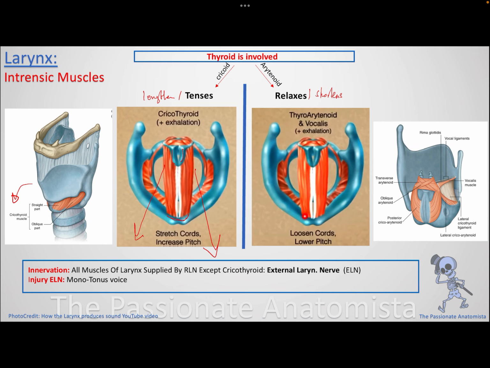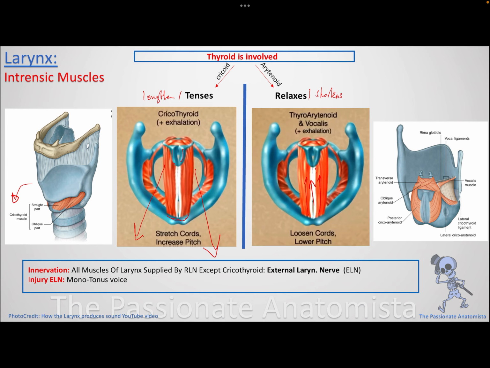However, if I bring the thyroid towards the arytenoids, because basically your vocal cords are formed by the connection of these cords between the thyroid and arytenoid, it means I'm shortening, I'm loosening, I'm relaxing, I'm having a low pitch sound. And this is by moving towards each other. So if I bring the thyroid posteriorly.